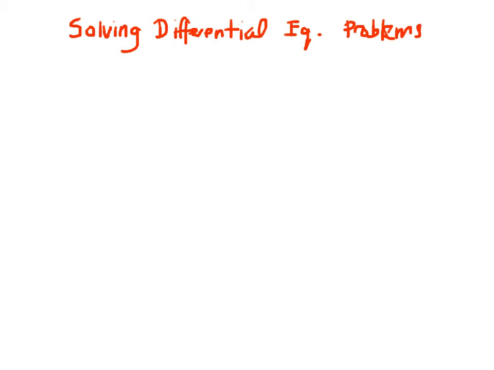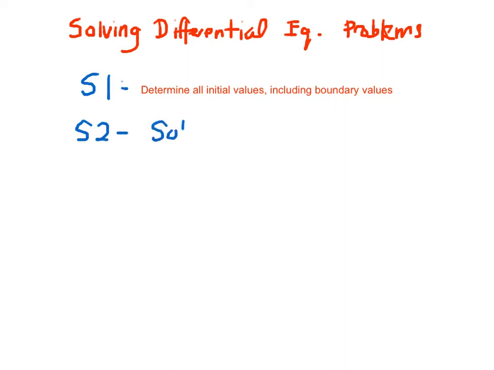So there are a few steps you can look at. You should consider them while you're solving a differential equation problem. I'll look at a couple of examples, but we'll discuss the steps first. So maybe you can begin by defining all the initial values, reading between the lines of the problem, and including boundary values. We'll talk about that during one of the examples, and then you should also solve the differential equations.